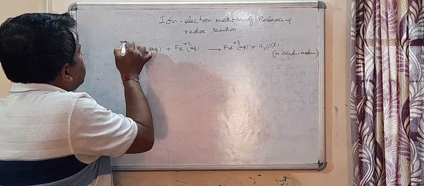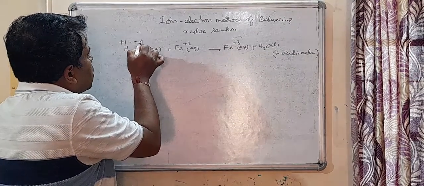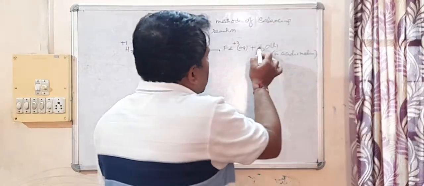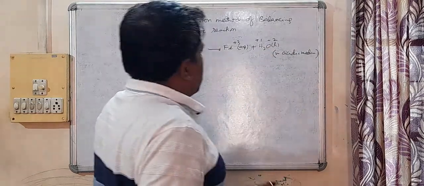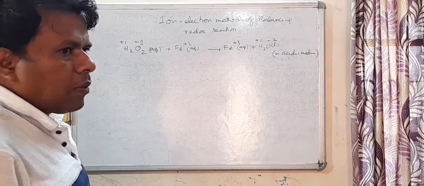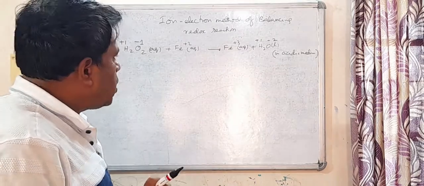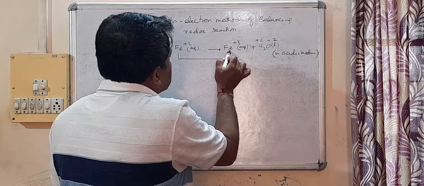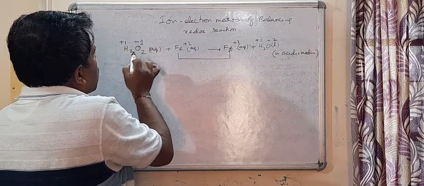Hydrogen is +1. Oxygen, this is peroxide oxygen, it will be -1. This is +2 only, this is +3 only, and hydrogen is +1, oxygen is -2. So all the elements' oxidation numbers have been written. Next step, we have to look for the key element, the element whose oxidation number has changed. So iron has changed, and we can see oxygen has changed.